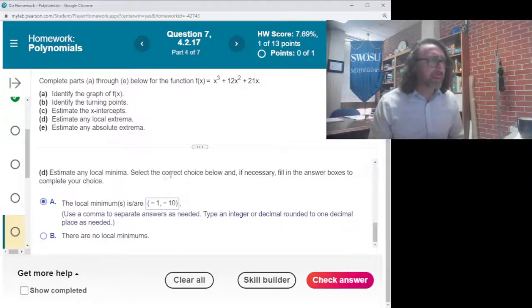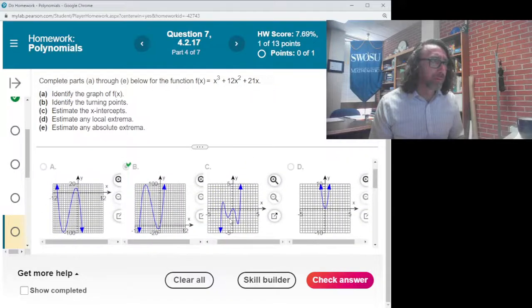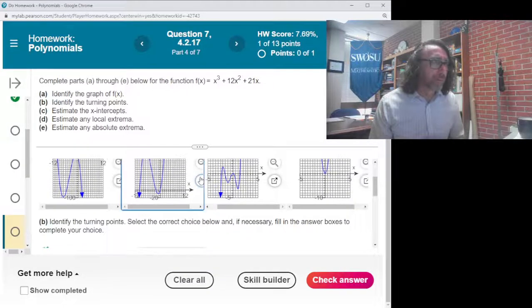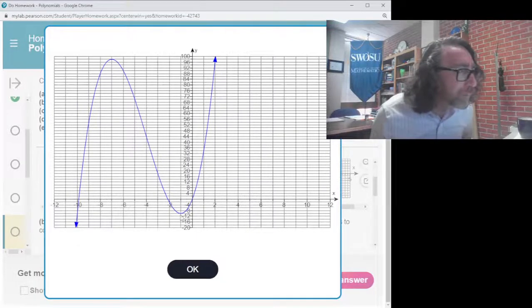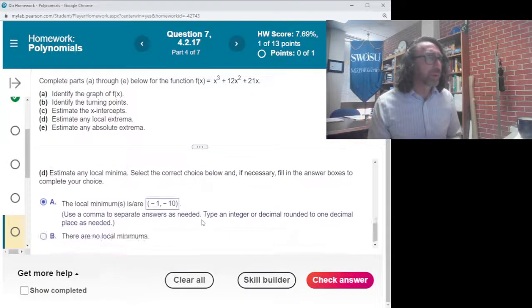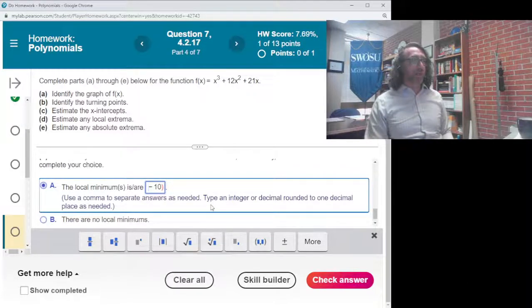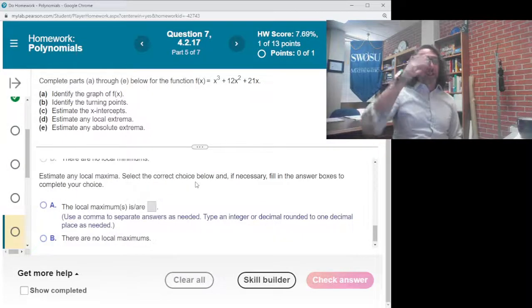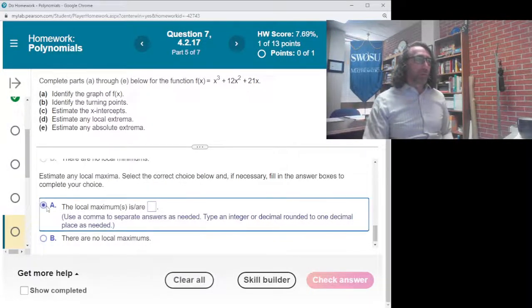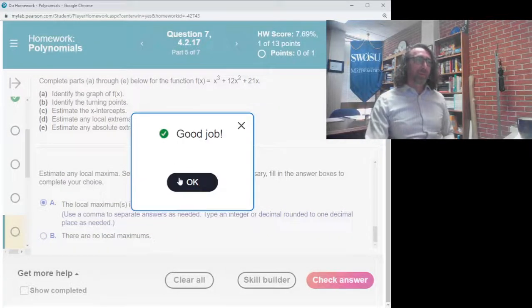Estimate any local minima. Okay, I'm not sure why it's not taking that answer. It just wants the y value. It didn't say the coordinates. Okay, there was a local max at 98. Great.